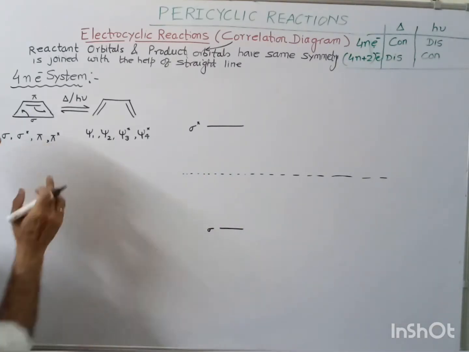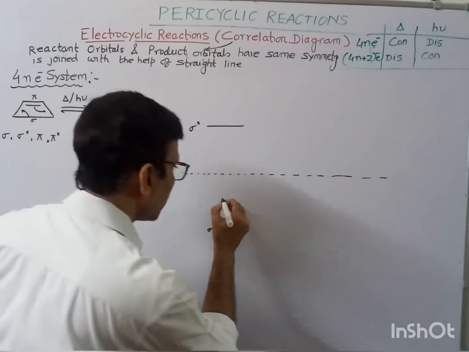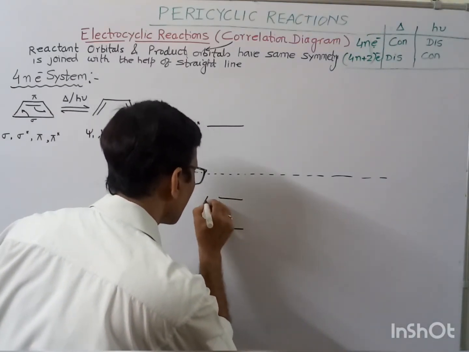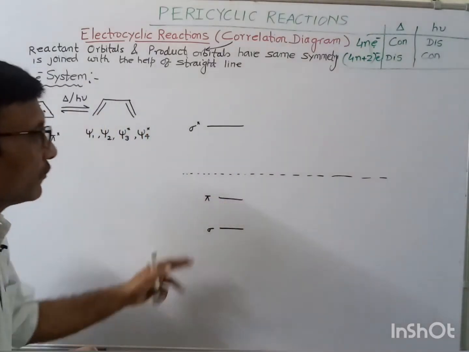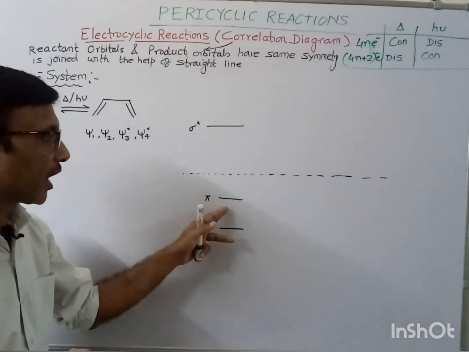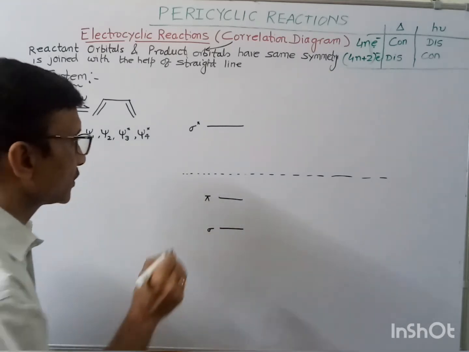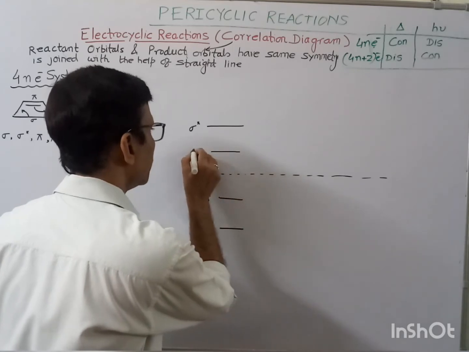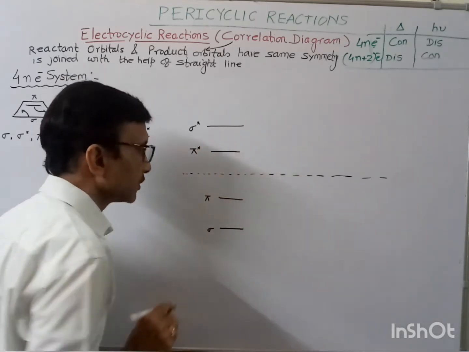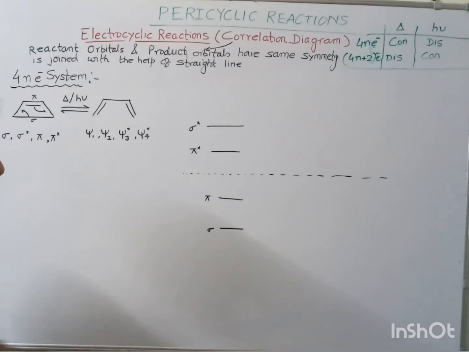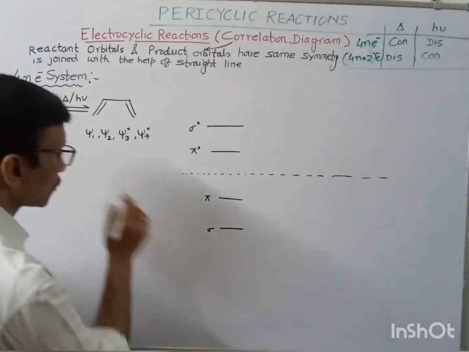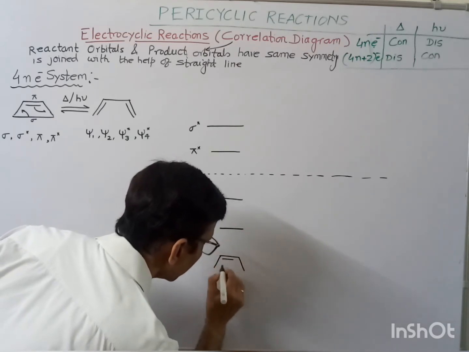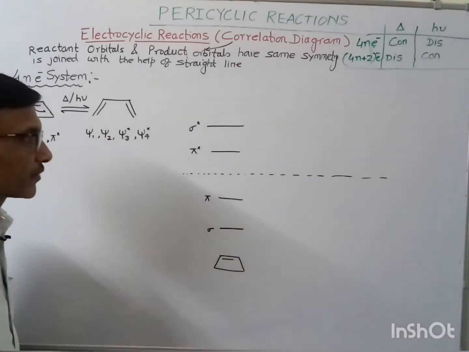Now out of pi and pi star, I will draw this pi over here. No doubt this pi molecular orbital will always have higher energy than the sigma molecular orbital, and this would be the pi star molecular orbital. So these 4 molecular orbitals are of cyclobutene.